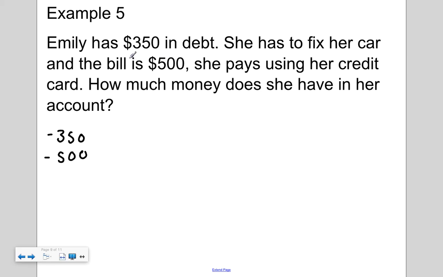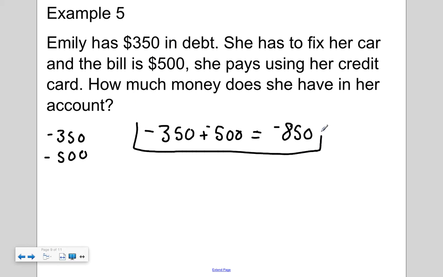Now, I know this seems a little silly, but we're actually going to be using addition here because we're going to be adding the -$350 and we're also adding the -$500 that she spent. We're adding her debts together. And when you add a negative with a negative, we're just going to get more negative. So we have -$850, which makes sense because she was already $350 in debt, and now she has to spend even more just to fix her car. So she's going to owe in total $850 to the bank.